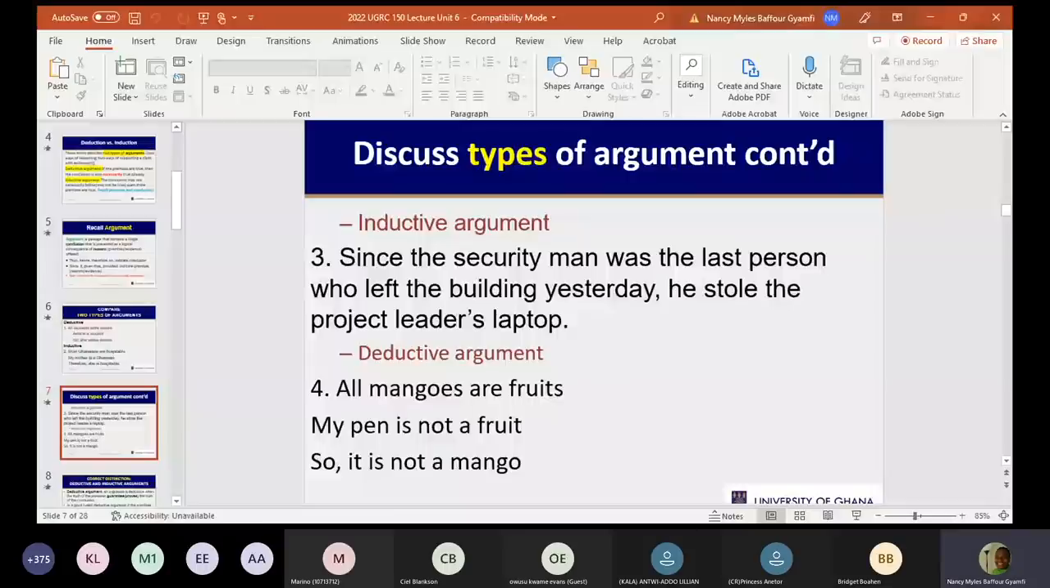Then the second premise says, I am holding something, a pen maybe. Okay. So my pen is not a fruit. My pen is not even in the bigger set. Then it will follow necessarily that it cannot be inside a smaller set, inside a big set. Can you see that? So all mangoes are fruit. My pen is not even a fruit. Mangoes, they are inside fruit, a set of fruit. Now I'm holding a pen. The pen cannot find its way even into the bigger set. How can you expect that it will find itself inside the smaller set, which is inside the big set? Okay, so think of it that way.